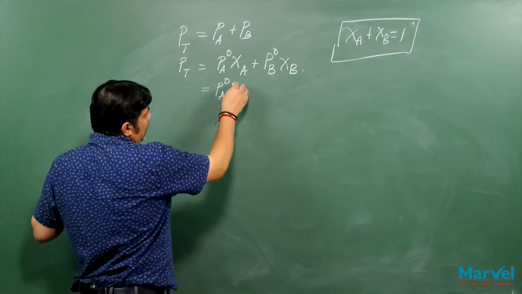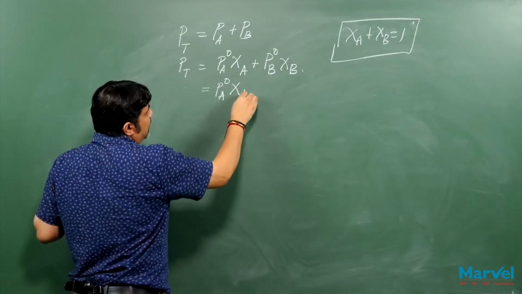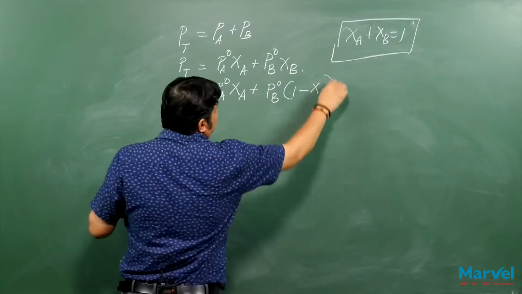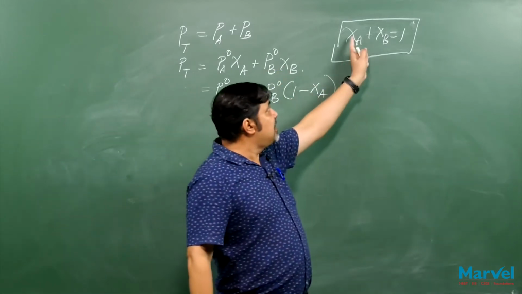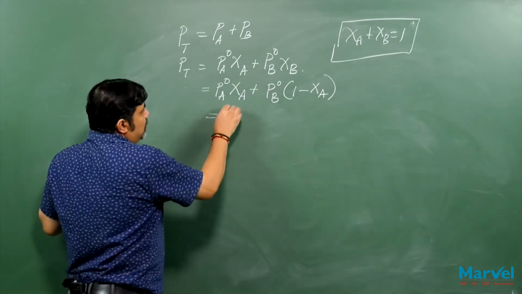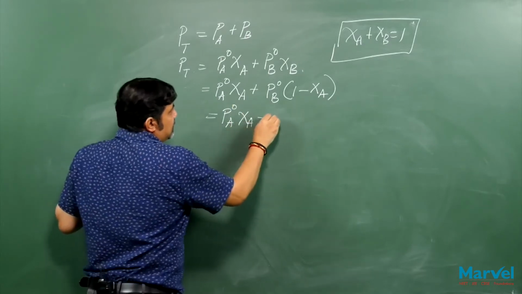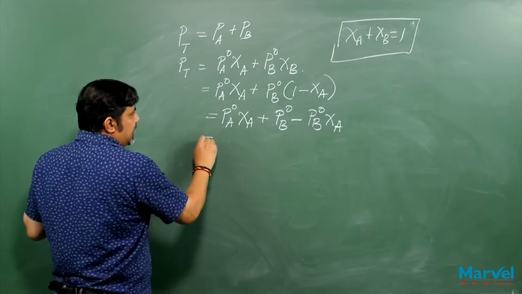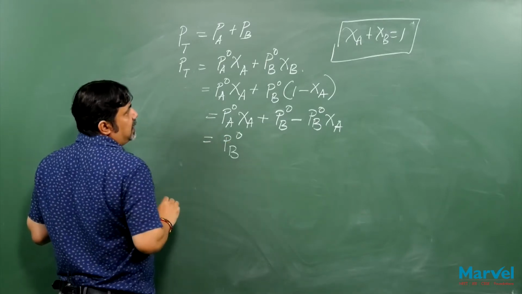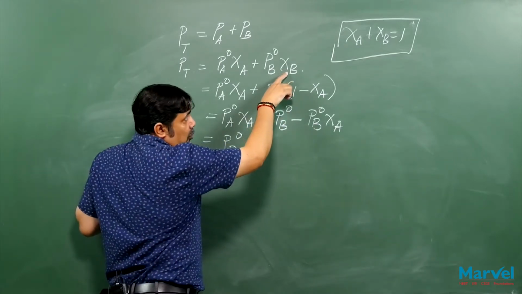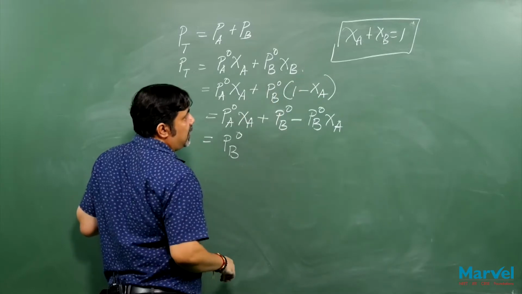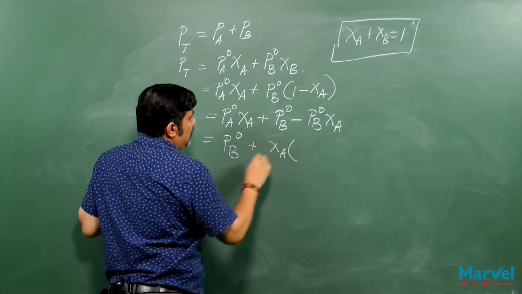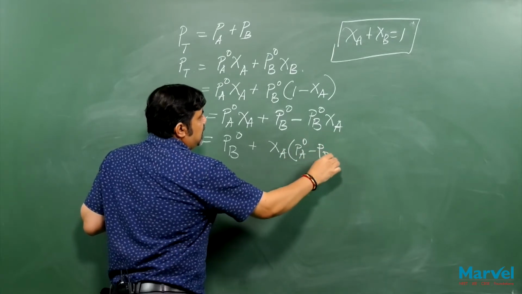So we can write it this way: PA naught into mole fraction of A plus PB naught into 1 minus mole fraction of A, because mole fraction of B is nothing but 1 minus mole fraction of A. So we can write PA naught mole fraction of A plus PB naught minus PB naught mole fraction of A. Here we put 1 minus mole fraction of A instead of mole fraction of B. So PB naught plus mole fraction of A times PA naught minus PB naught.